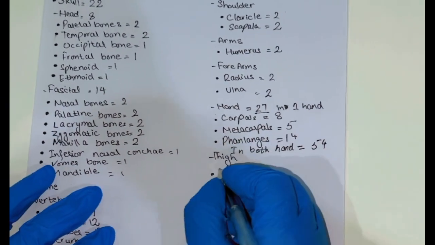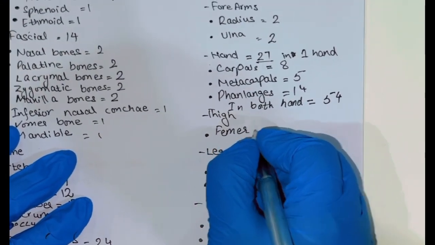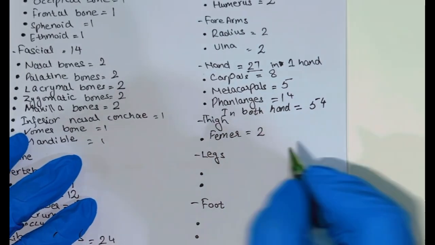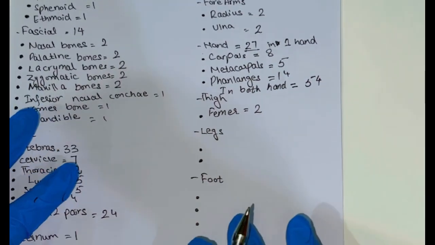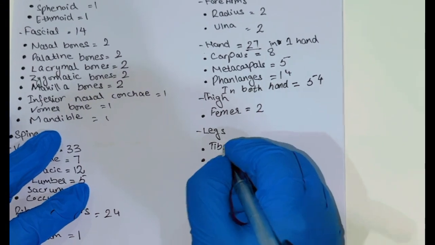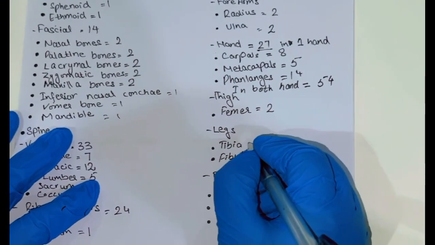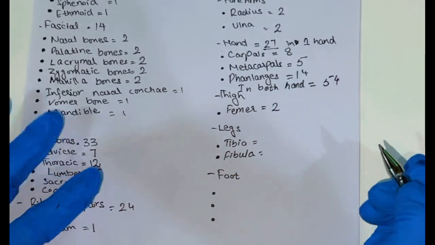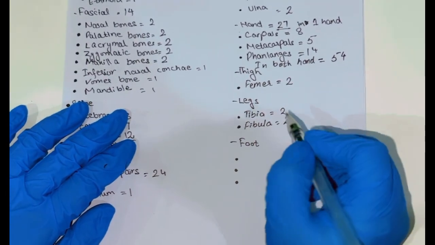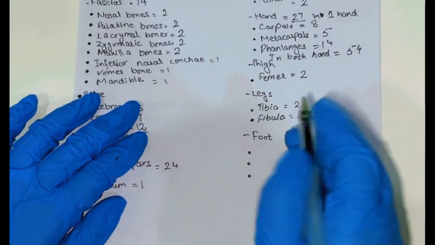Next we will talk about the thigh. We have the femur in the thigh, one on the right and one on the left. So we have 2 femur bones. Now in the legs there are the tibia and fibula. So there are 2 tibia and 2 fibula, one on the right side and one on the left side.